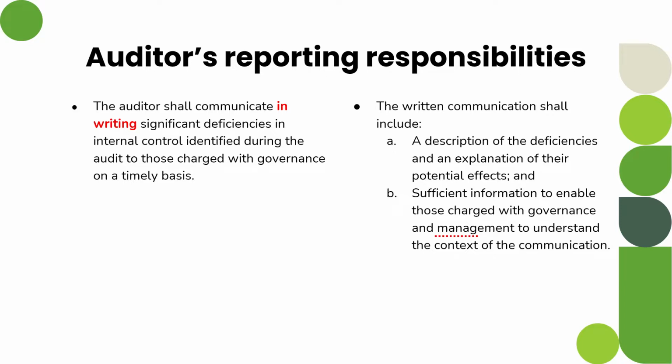Now, this written communication shall include a description of the deficiencies and an explanation of their potential effects, as well as sufficient information to enable those charged with governance and management to understand the context of the communication. So it's important that we do not only give a description of the deficiencies, but that we let management know the context of the communication, so as not to confuse management with regards to our responsibilities.